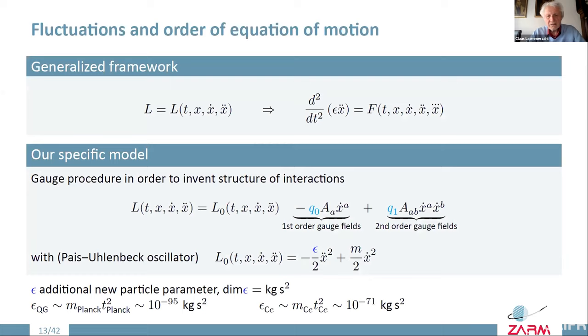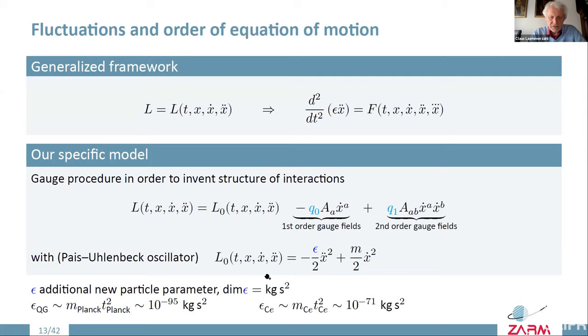First, on the classical level, I have a certain approach which comes from higher order equations of motion. So if you have a framework with a fourth order differential equation as the equation of motion, and if we couple this according to a Noether principle or to the gauge principle, then we have two gauge fields here. We need that in order to describe how external forces can act on these objects. And the most simple realization of that is the Pais-Uhlenbeck oscillator.